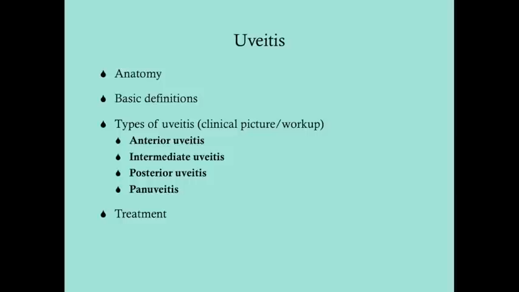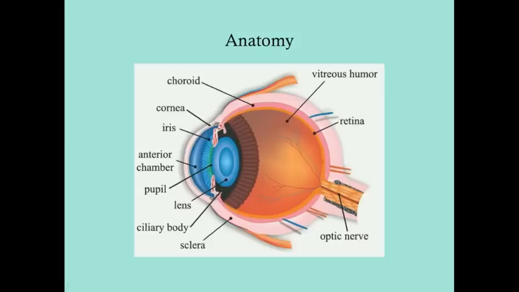We'll talk about some basic definitions and really pin down what the uvea is, what it does, what it's responsible for, and what can happen if something goes wrong with it, primarily if it's inflamed. We'll talk about the types of uveitis, the clinical picture, how we can distinguish anterior from intermediate from posterior uveitis, and then how to work these up. Panuveitis we're not going to talk about as much just because it's a combination of the three of these because the entire uvea is inflamed. Then we'll talk about treatment.